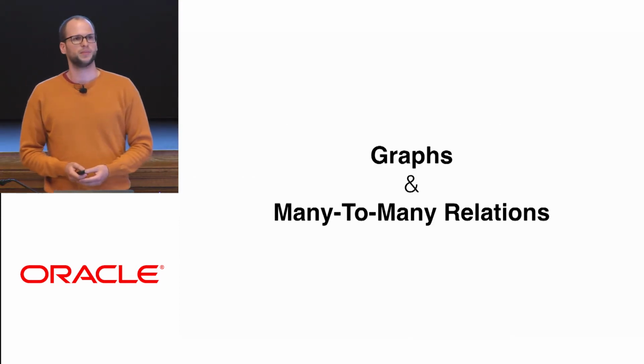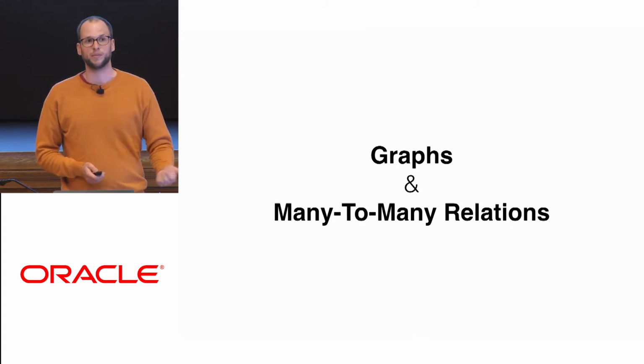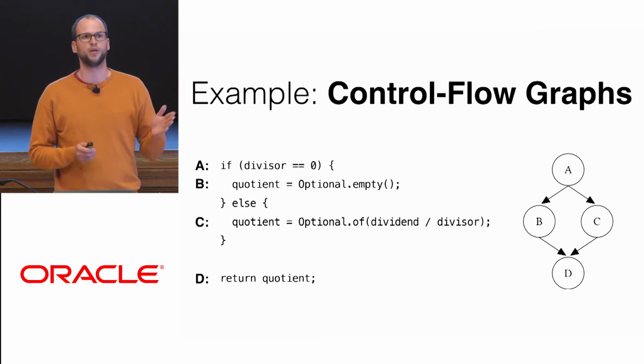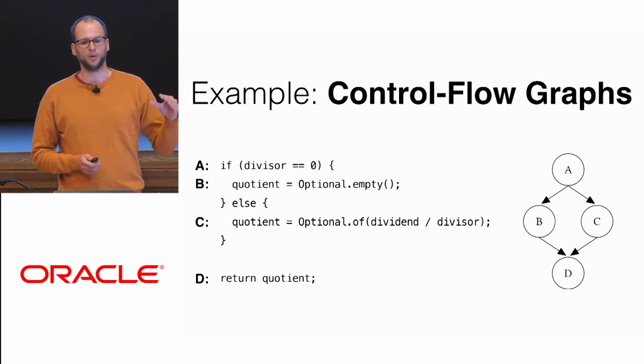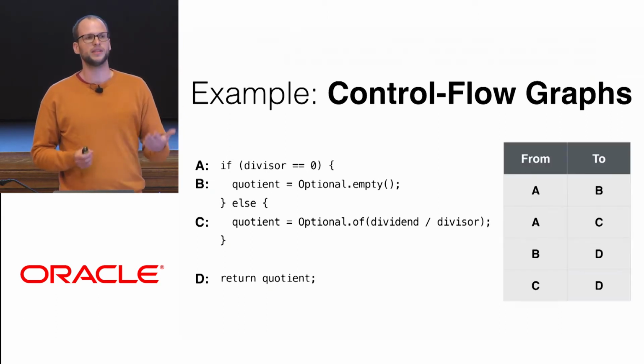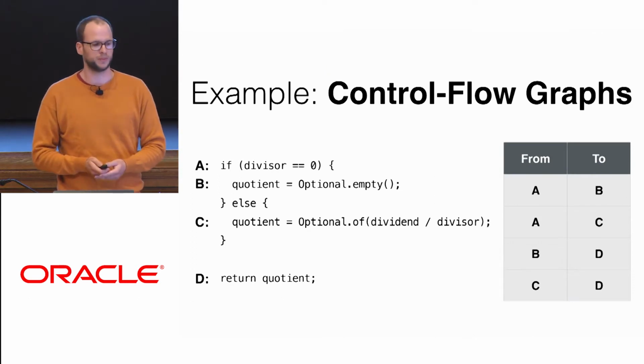Coming back to relations. Graphs and many-to-many relations occur in many areas in computing, for example, in compilers, runtimes of programming languages, or program analysis. One example that many of you are, I guess, familiar with is control flow graph analysis, where the basic blocks in the code are encoded as nodes in your graph, and the possible flows of control are encoded as edges. Talking about relations, there's nothing else than a binary relation from nodes to nodes.